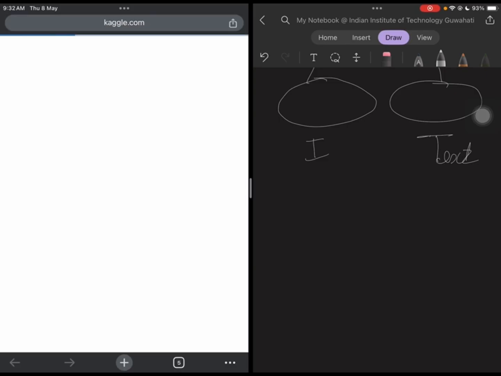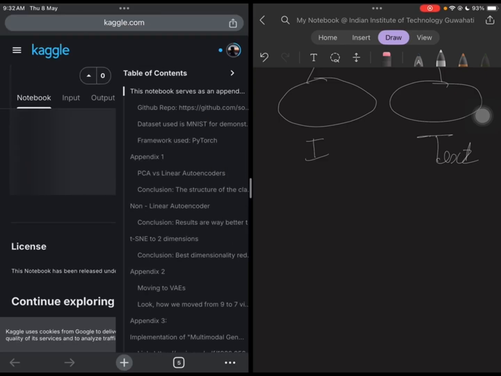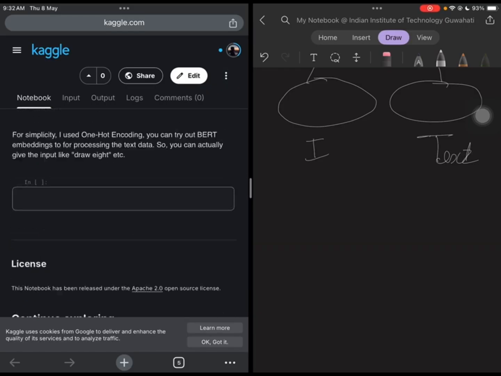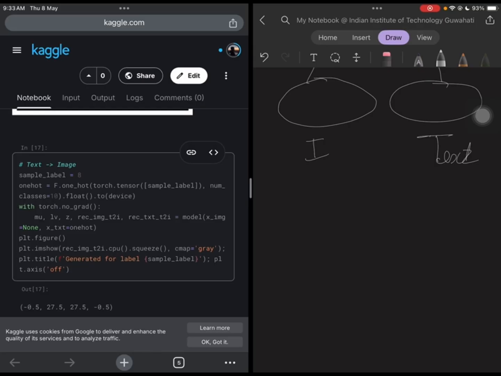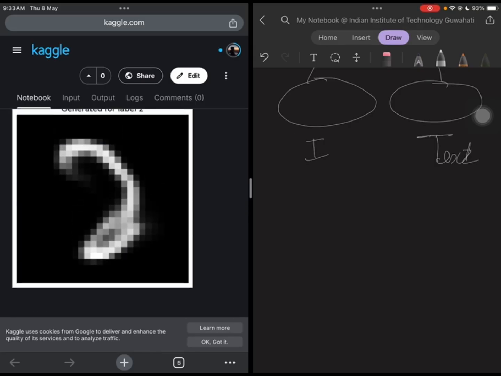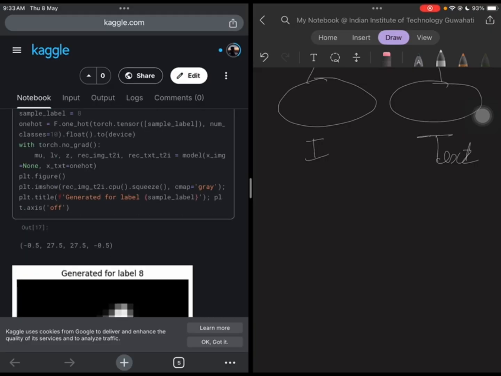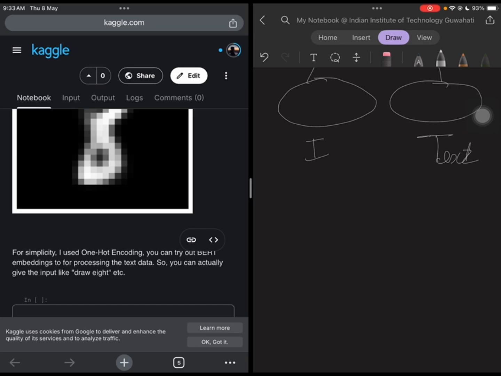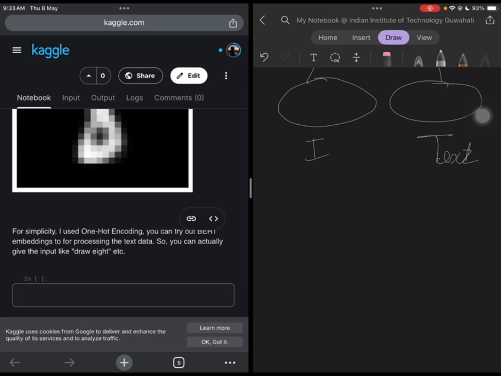Let's see if it loads. I'm just going to the last part. See, I told my model to draw 2 and it is drawing 2. I trained my model on the MNIST dataset. One thing you can do is that for the text I used one-hot encoding, but you can use BERT embedding, so it will be better. Then you can actually type in, like, draw the number 8, and it will still map it in the embedding space to what you actually mean.